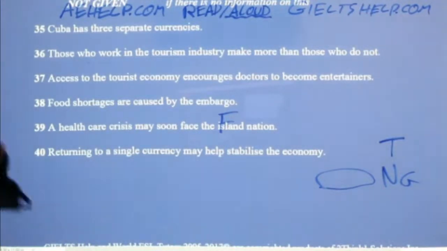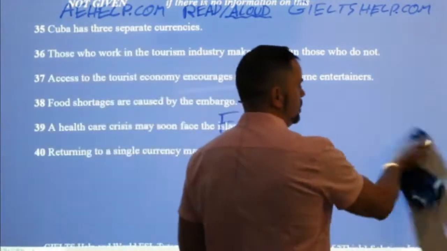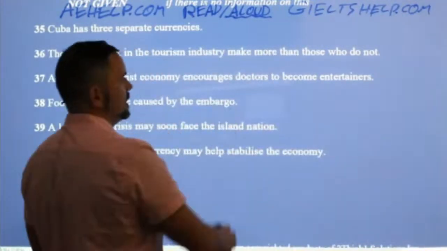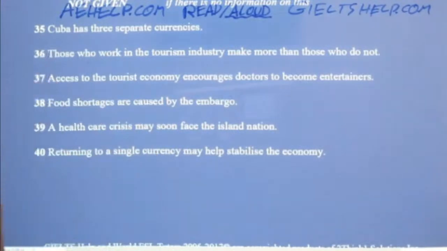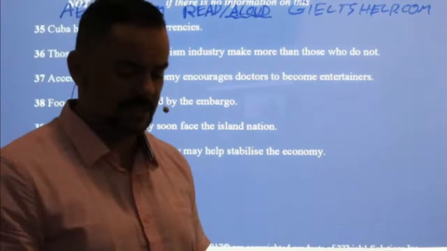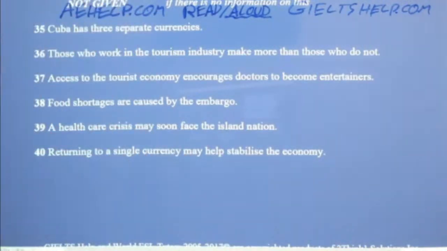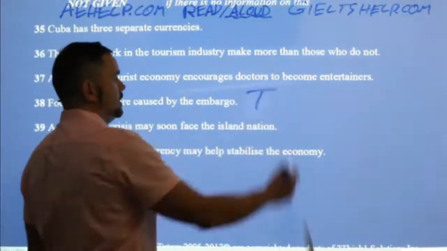Students, you know that an embargo means that they limit trade. If your country's not able to trade as openly as other countries, that's going to affect your ability to trade food as well. And the U.S. is a very, very powerful country when it places an embargo on another country. So food shortages are definitely caused by the embargo.